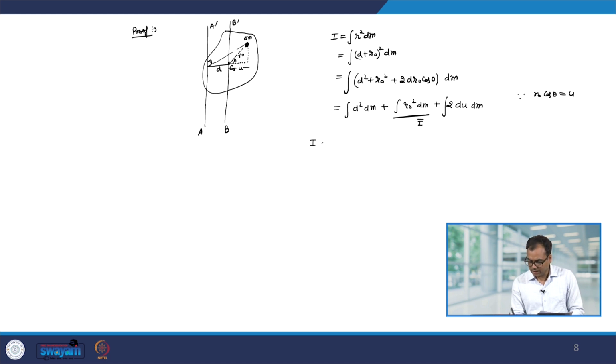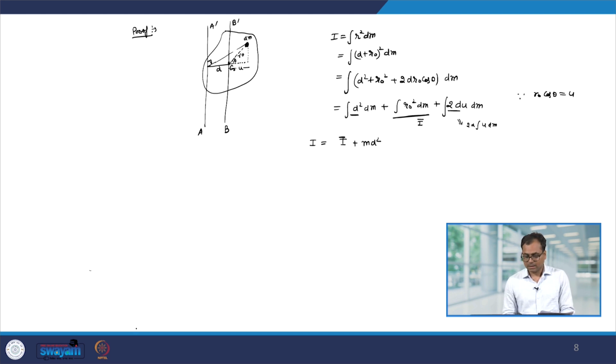So, I have I equal to I bar plus, this d is constant, okay. So, I can take d square outside and integral dm is the total mass. So, it becomes m d square. Now, look at here, 2 and d is constant, okay. So, that I can take outside. So, this I can rewrite as 2d integral u dm, okay.